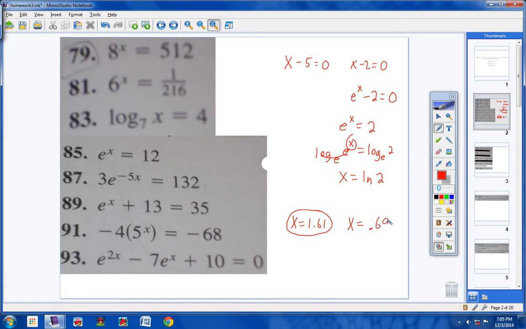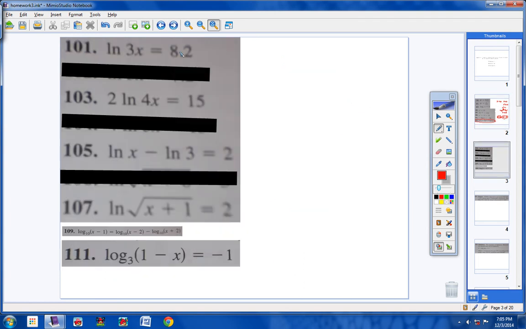Okay, so probably out of all 8 of these problems here, I would say that this one here was probably the most difficult. But make sure you know how to do all of these problems, okay? Alright, moving on to number 101. Okay, we're going to solve some logarithmic equations. So here we go, students. Let's go ahead and solve some logarithmic equations.